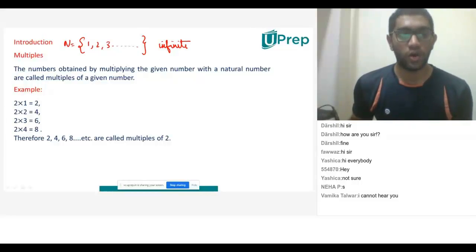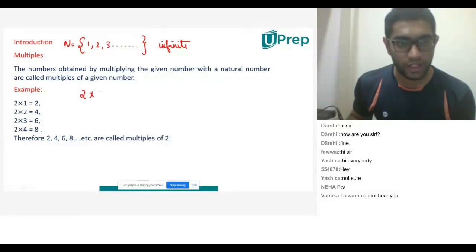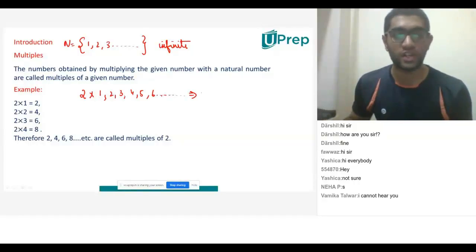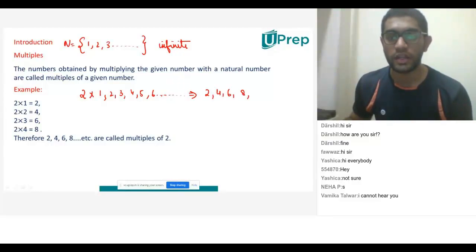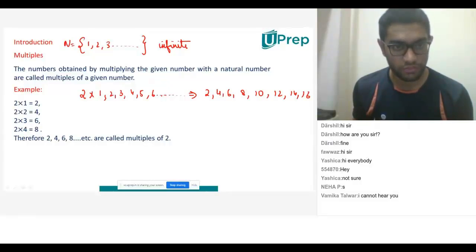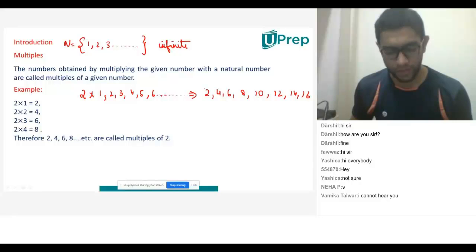Okay. Now, if I take the number 2, it says you have to multiply it by natural numbers. So we have to multiply starting with 1, 2, 3, 4, 5, 6 and so on. So what are the numbers that we obtain, guys? 2, 4, 6, 8, 10, 12, 14, 16. Sir, that means multiples means a product. No. Listen to me. I'll come to everything.